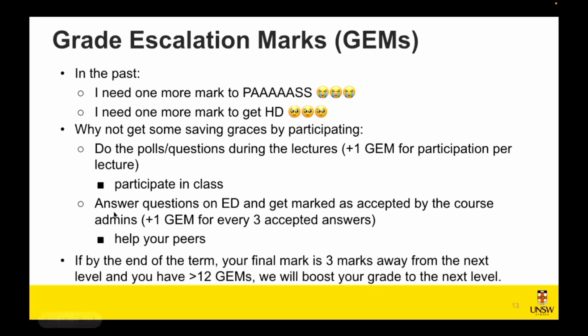So this is the policy here. If by the end of the term your final mark is 3 marks away from the next level, and you have more than 12 gems, then we will boost your grade to pass the next level. You think, okay, this should be very easy, right? But sometimes you don't need this mark. You already got your HD, you can already pass.